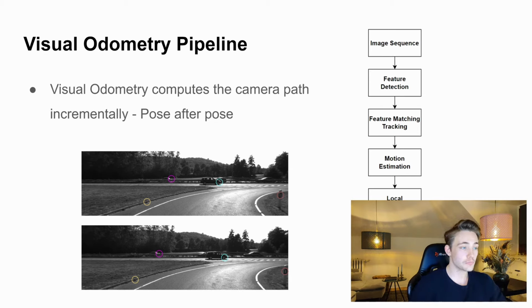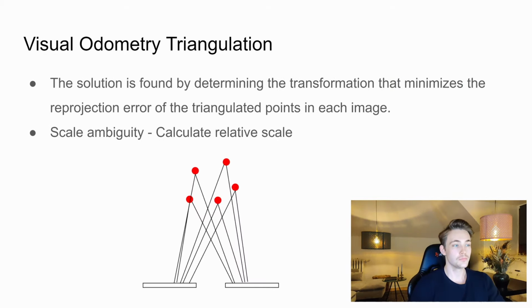So basically visual odometry computes the camera path incrementally. We go pose after pose. We take one frame, the next frame, the next frame, and we calculate the transformation between those frames, and then we can multiply those together and get the final pose. So where are we in the environment after we've been through the whole image sequence.